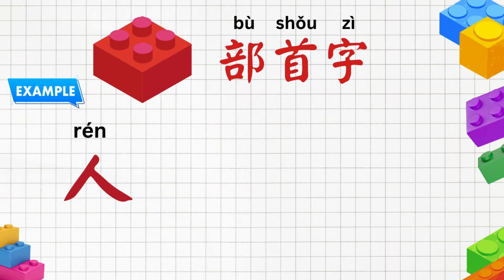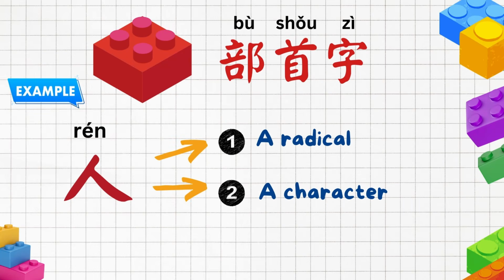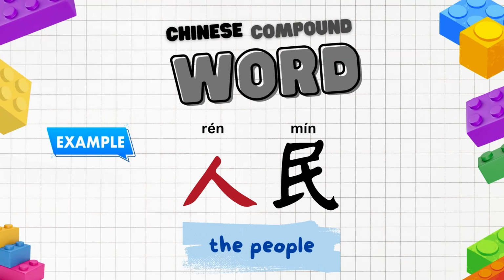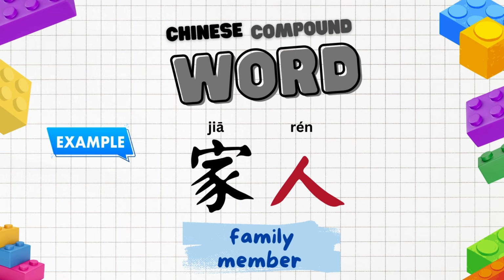Take one of the 部首字 for example. 人 is a radical, a character, and a standalone word that means person. Besides serving these roles, when combined with other characters, it can form other compound words, such as 人民, 人口, 家人, and 大人. Isn't it amazing? Wow! Through this example, we absolutely want to prioritize our time on powerful radicals like 人.